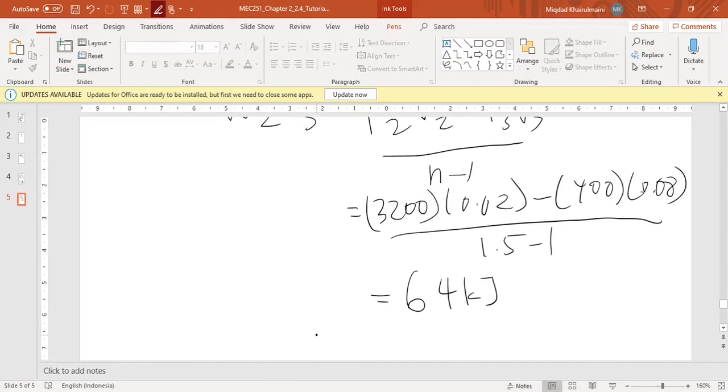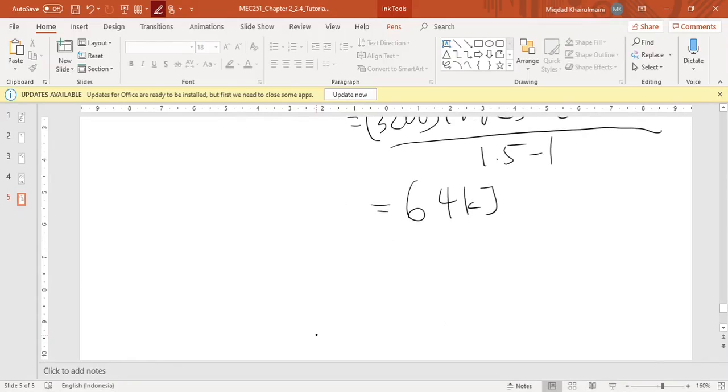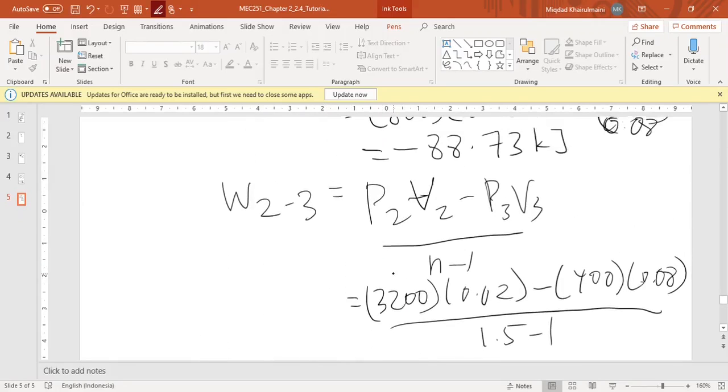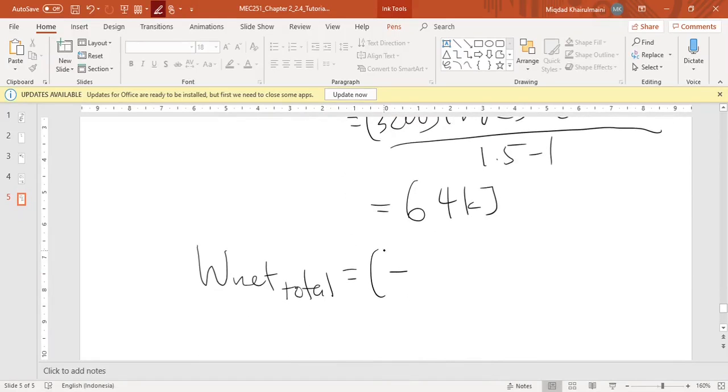So the total net work here, don't forget to take into consideration the negative. So negative 88.73 plus 64, we get negative 24.73 kilojoules. Okay, so this is the first item.